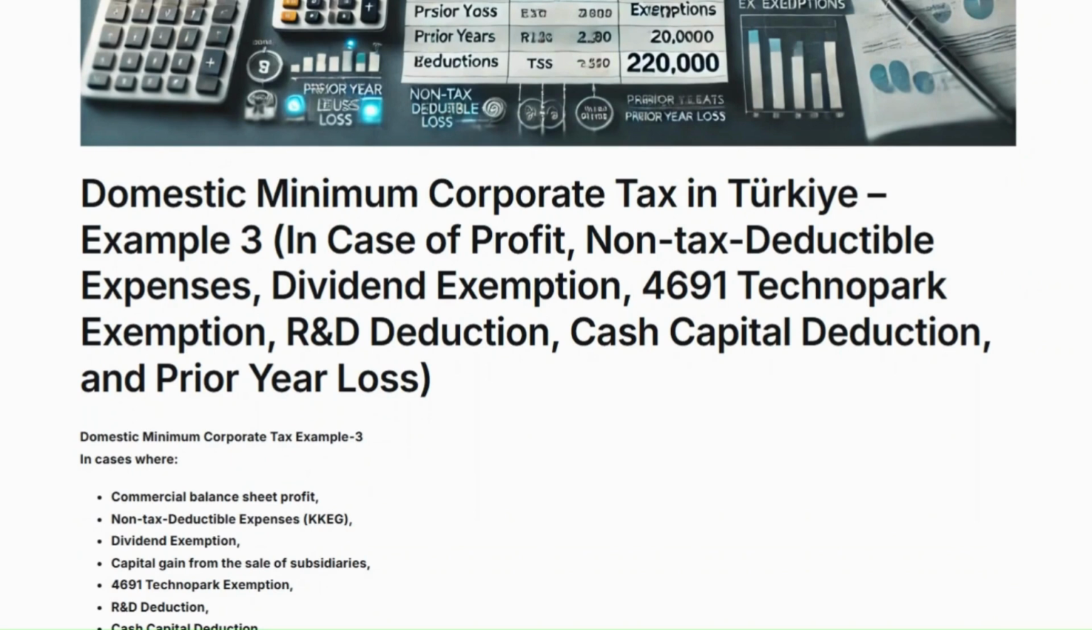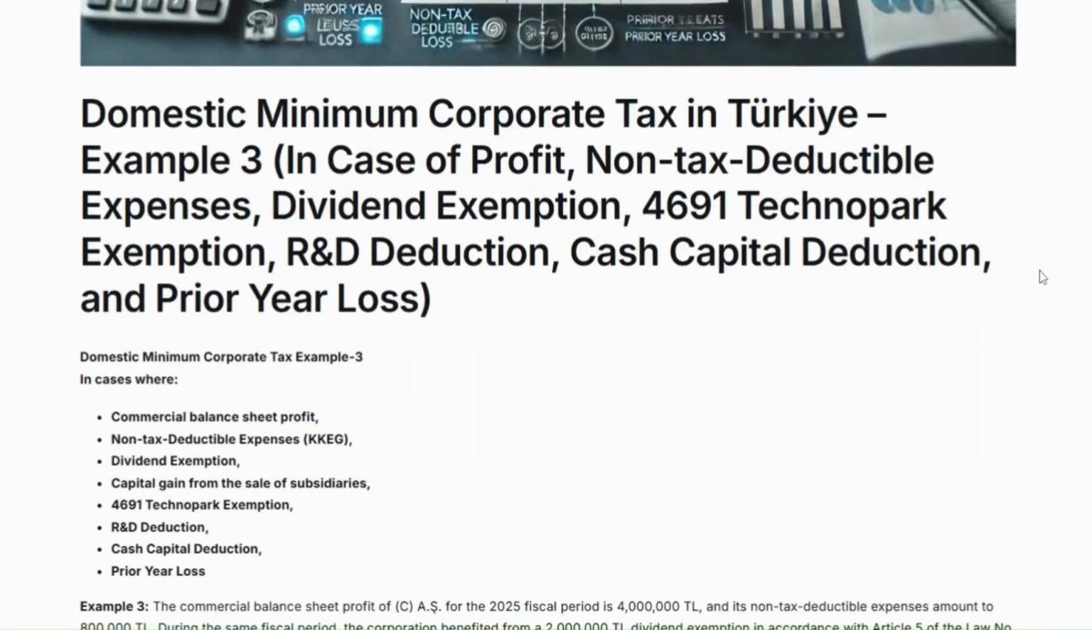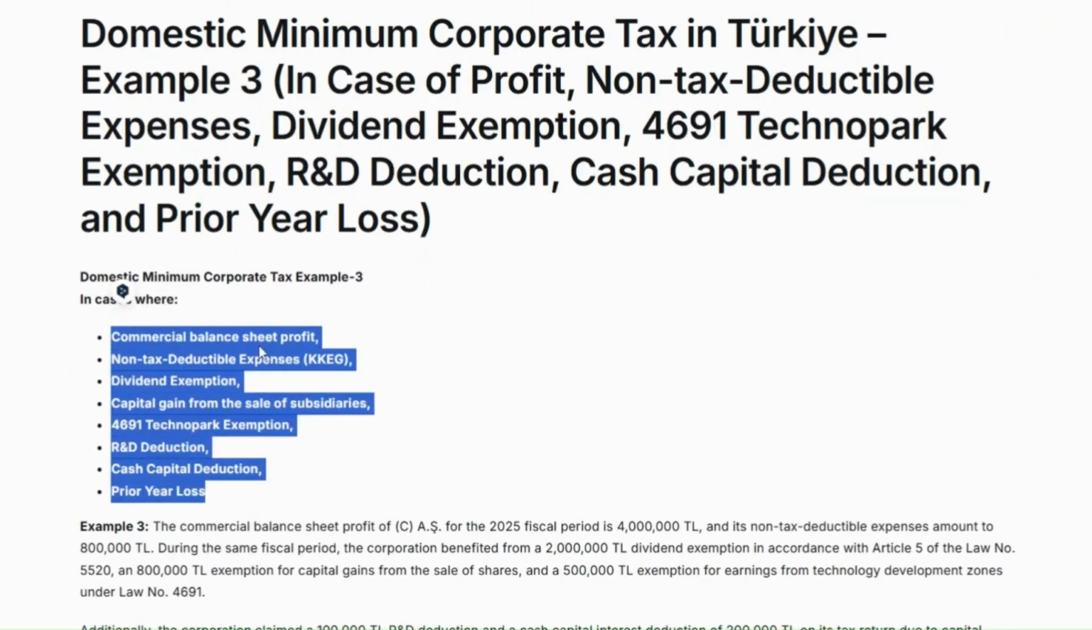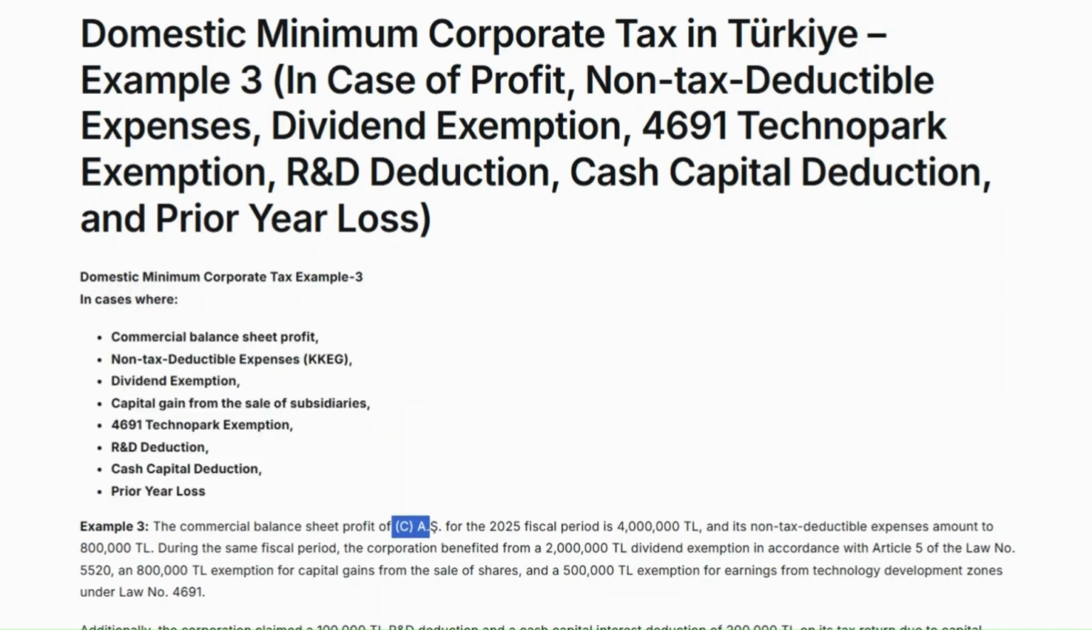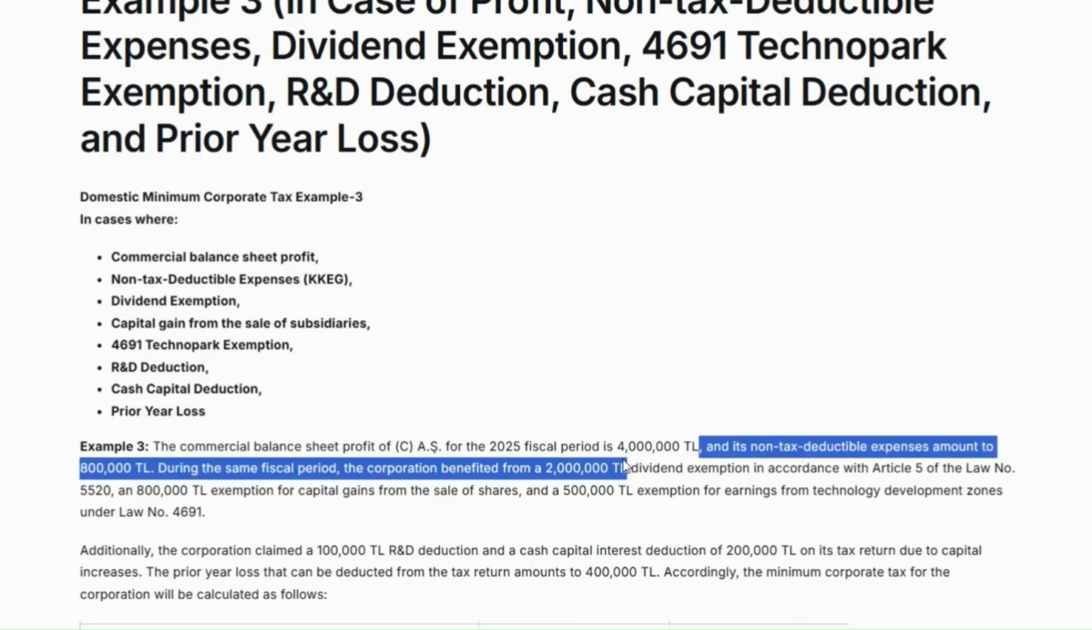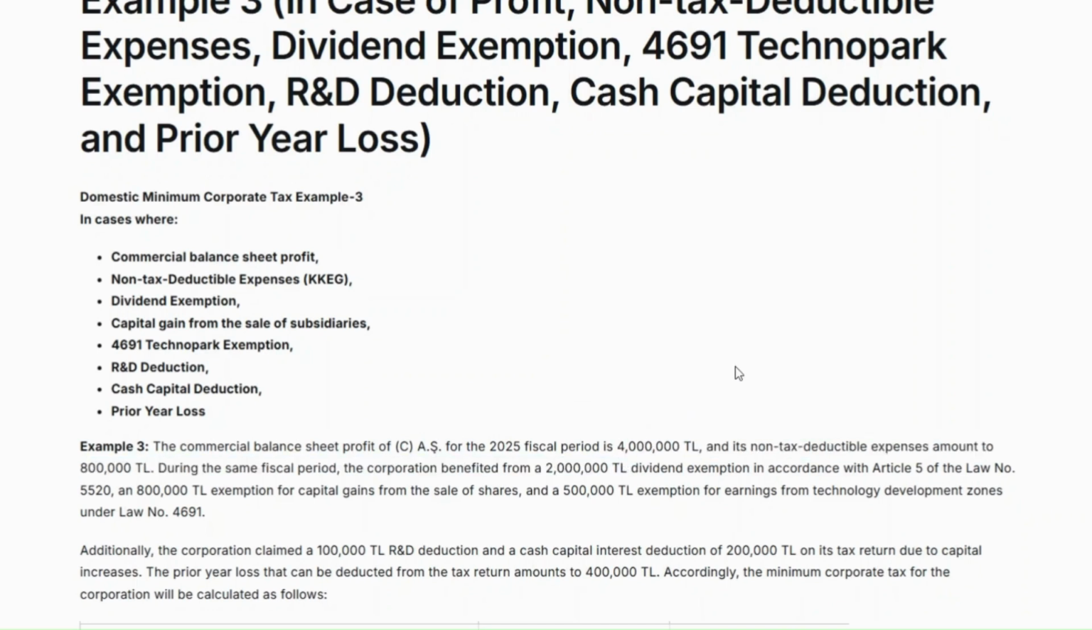In our example 3, we will look at minimum corporate tax in case of commercial balance sheet profit, non-tax deductible expenses, and all of these as you can see here. We have a corporation, CAŞ, and the AŞ is a joint stock company, as you know, with a commercial balance sheet profit for the 2025 fiscal year of 4 million Turkish lira. The non-tax deductible expenses for this period amount to 800,000 Turkish lira.